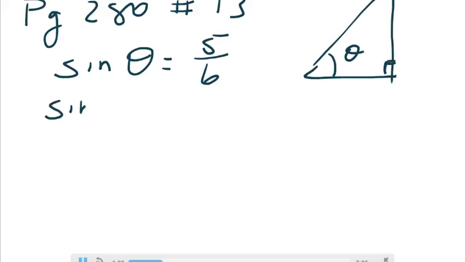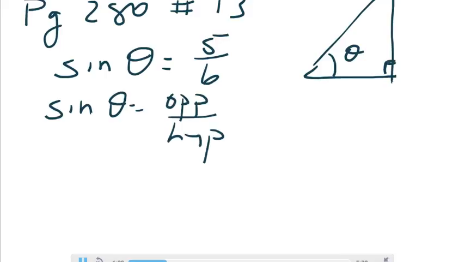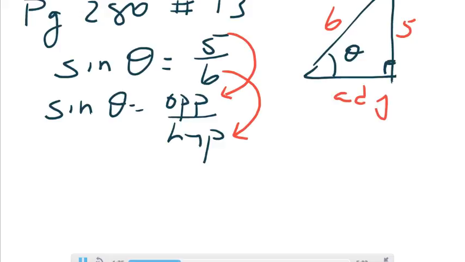Since sine of theta is opposite over hypotenuse based on the definition on page 273, then we know that 5 is the opposite, so we can put that on our triangle there. We know that 6 is the hypotenuse, so we can put that on our triangle there. And all that we're left not knowing is what is the adjacent side.